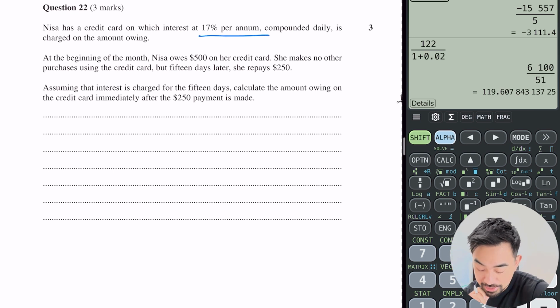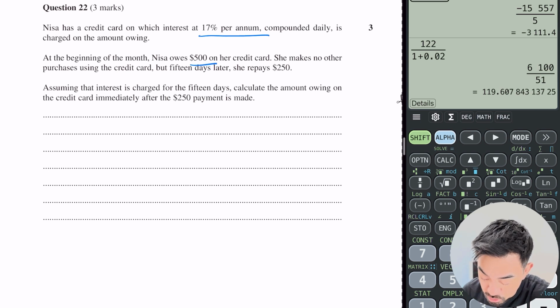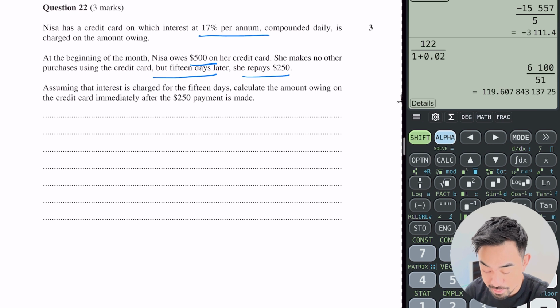All right, 22. Nisa has a credit card which has interest at 17% per annum compounded daily, charged on the amount owing. At the beginning of the month, Nisa owes $500 on the credit card. She makes no other purchases on the credit card, but 15 days later, she repays $250. Assuming that interest is charged for 15 days, calculate the amount owing on the credit card immediately after the $250 payment is made.